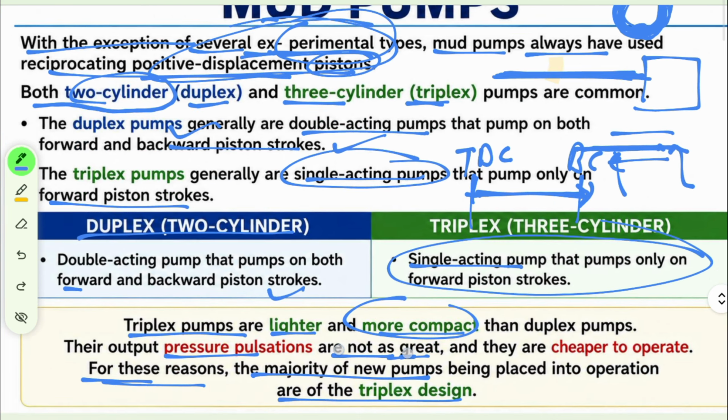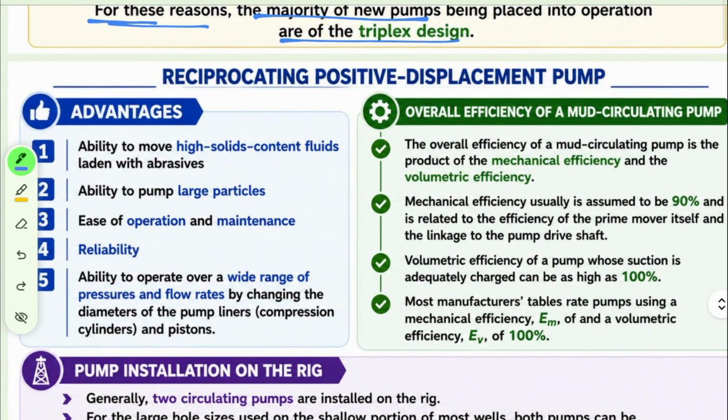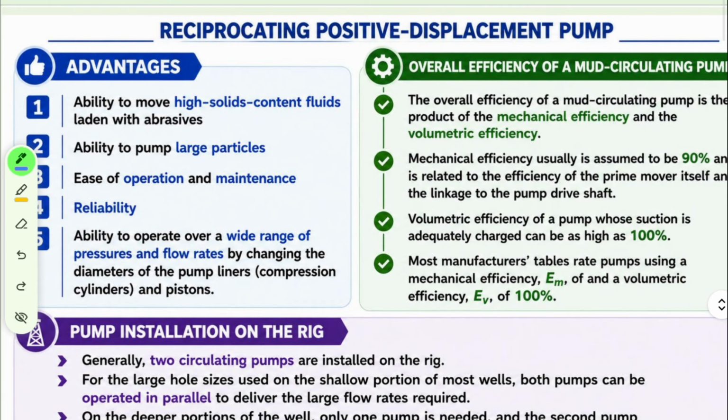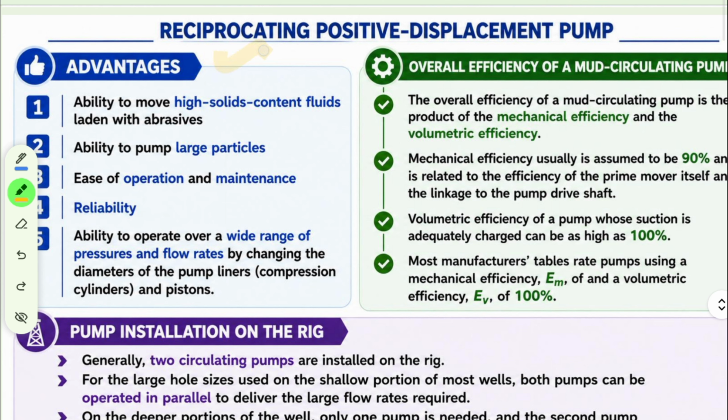So let's talk about another reciprocating positive displacement pump, right? Advantages, overall efficiency, what is there? In this case the advantages: the ability to move higher solid content fluid loaded with abrasion, right? These are the advantages. Ability to pump large particles, which is true. Easy to operate and maintain, and it is reliable.